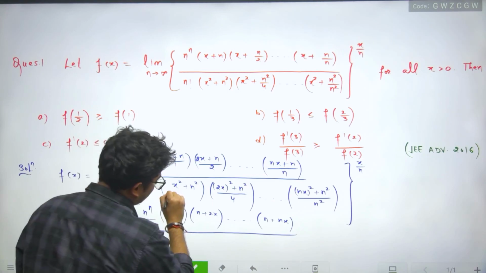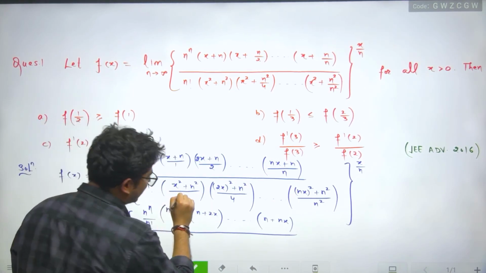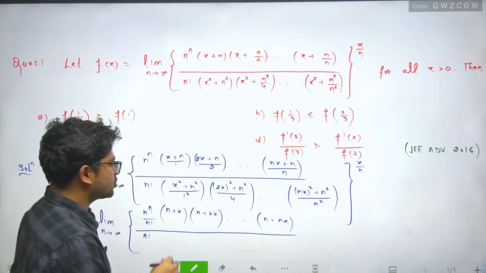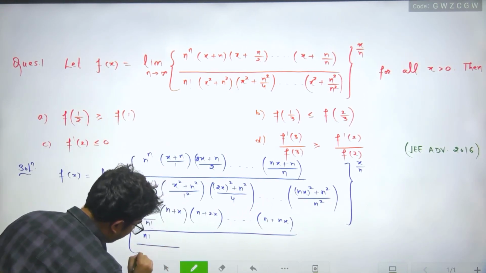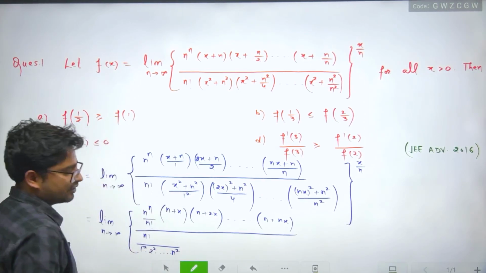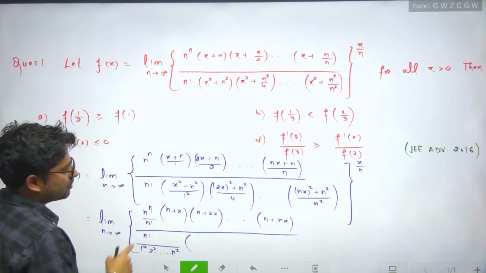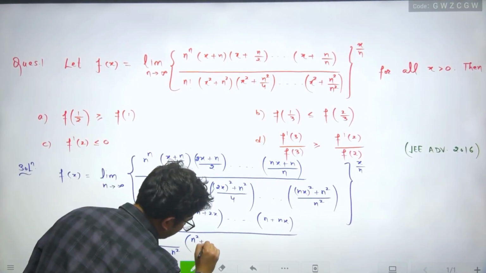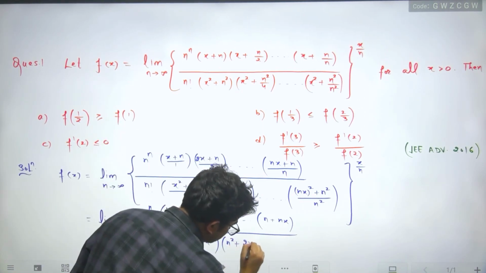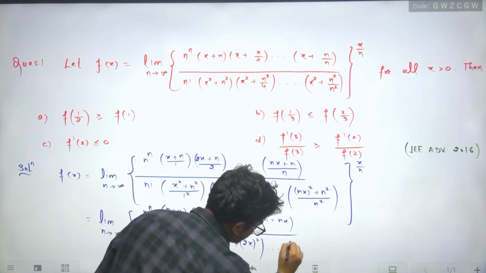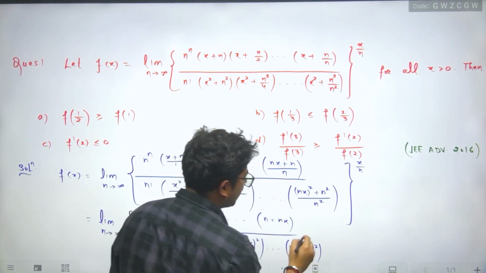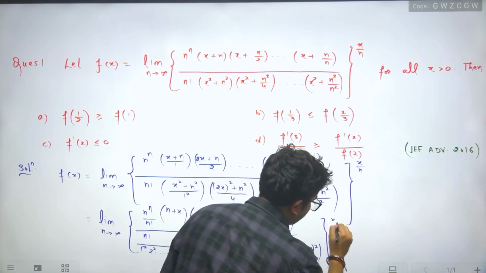Again, if you take x square plus n square by something, that is 1 square, and 4 is 2 square, next 3 square. So in the denominator we have 1 square into 2 square into till n square, into n square plus x square into (n square plus 2x) whole square, and so on, that is (n square plus nx) whole square, and whole to the power x by n.